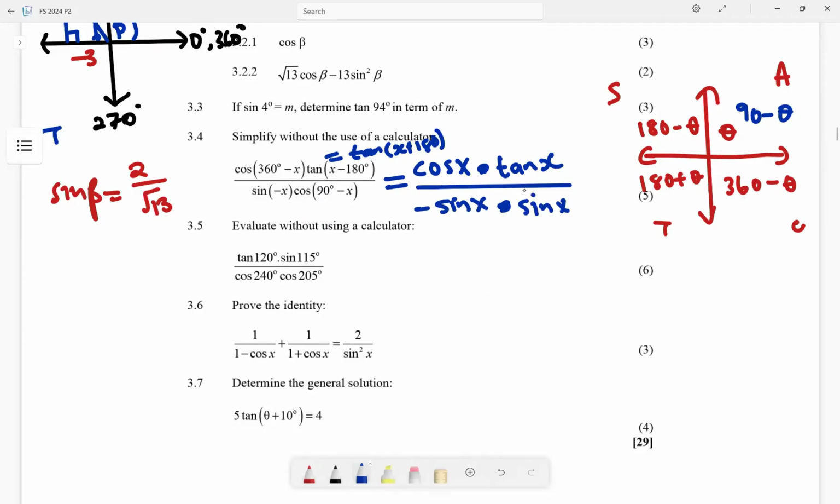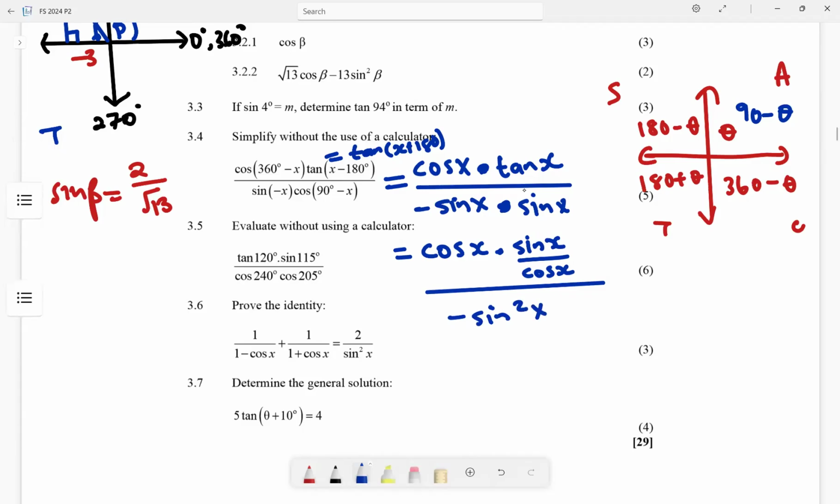How interesting. So it is equal to, then what is this? I can just say cos x. Remember, we do not want tan as it is. So this is sine x divided by cos x. Can you see? Then negative sine x multiplied by sine x is negative sine squared x.